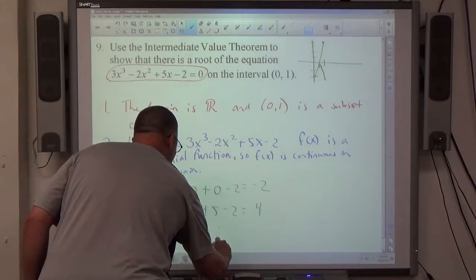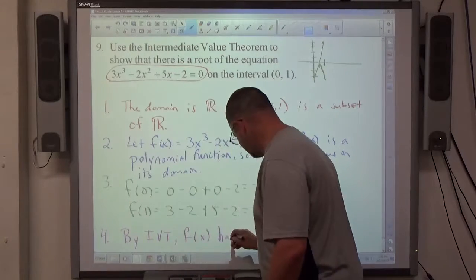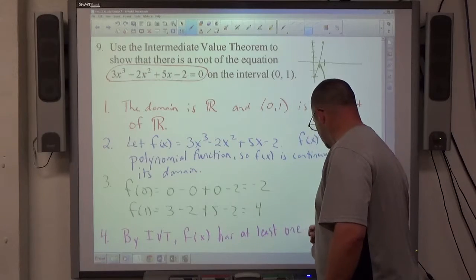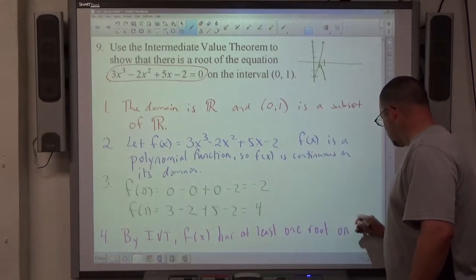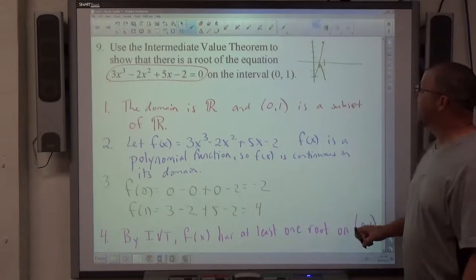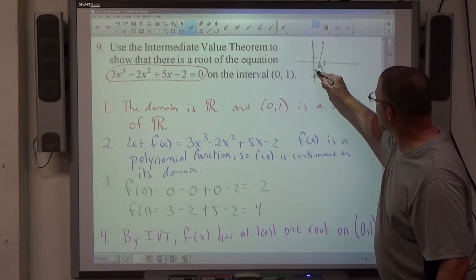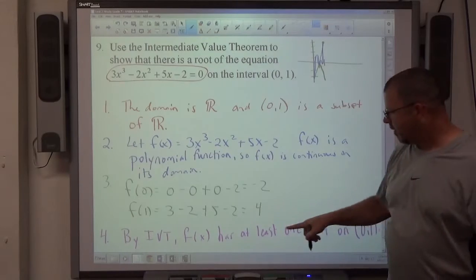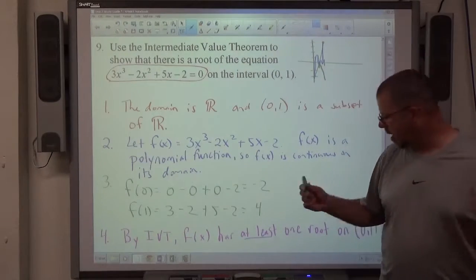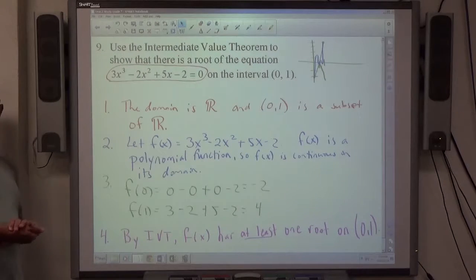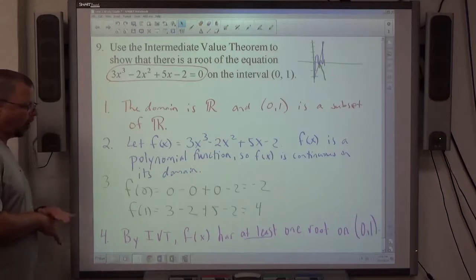f of x has at least one root on the interval from 0 to 1. Okay. It might have multiple roots. Maybe it does something like this. Maybe it goes up and down like that. It has 1, 2, 3, 4, 5. I don't know. It might have 5. We say at least because we know there's at least one. There might be more than one, but the theorem proves for a fact there's at least one. It doesn't guarantee there's any more than that or any less than. It could be exactly one, could be more than one, but you say at least one.